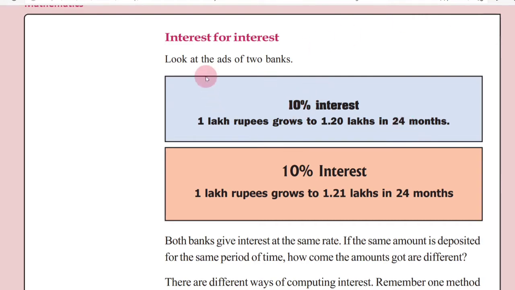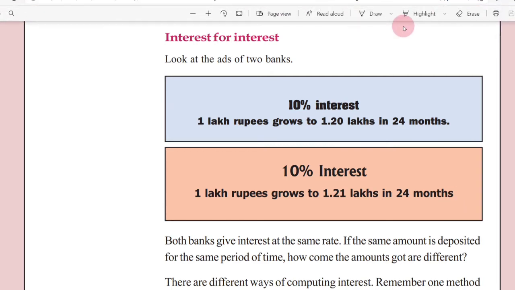Here you can see two ads of banks. First one: 10% interest, 1 lakh rupees grows to 1.20 lakhs in 24 months. And in the second ad: 10% interest, 1 lakh rupees grows to 1.21 lakhs in 24 months. So what is the difference in these two ads? Yes, the same rate of interest is here, right? 24 months means, yes, 2 years.